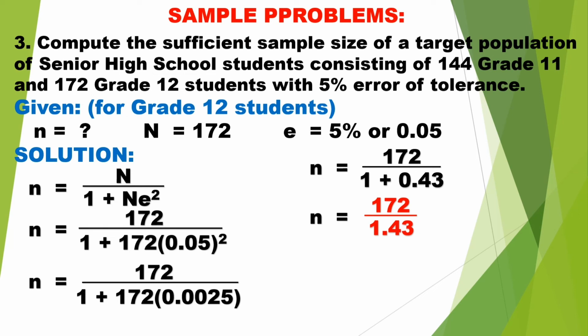Its quotient is 120.28, which will again be rounded up to 121. Therefore, the sample size for grade 12 students is 121.